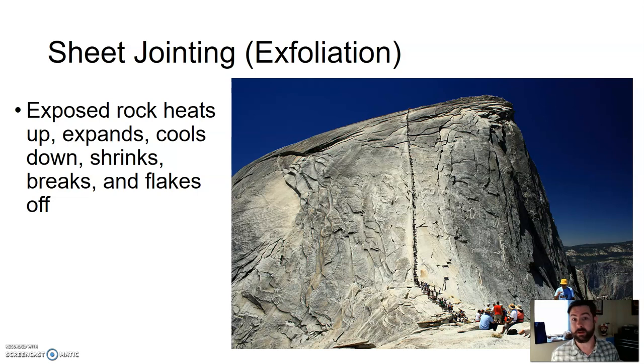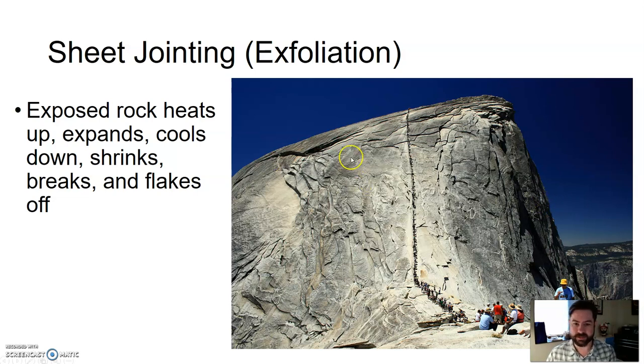So sheet jointing, also known as exfoliation, in this case, heat, the sun, the heat as it hits rocks, when the rocks heat up, they expand. When things heat up, they expand generally. So as these rocks heat up, they expand. At night time, they cool, and when things cool down, they shrink. So this repeated pattern of expanding, shrinking, expanding, and shrinking begins to break and flake off layers of rock.